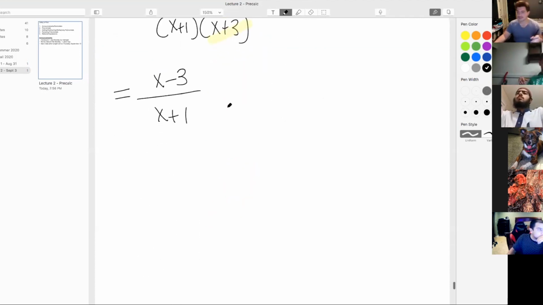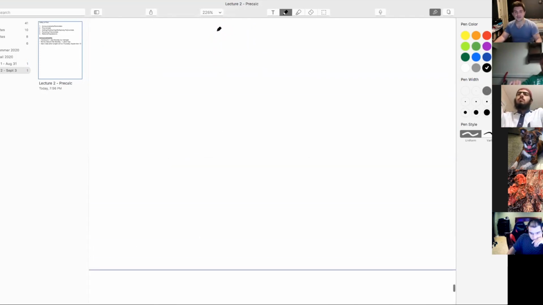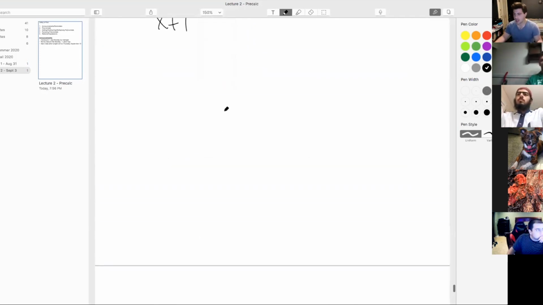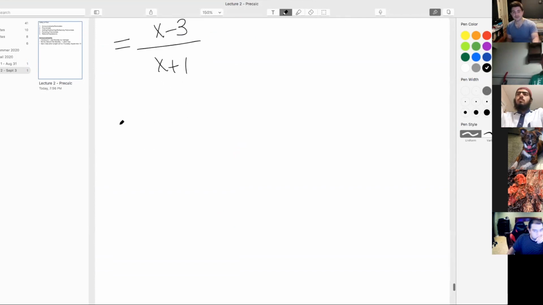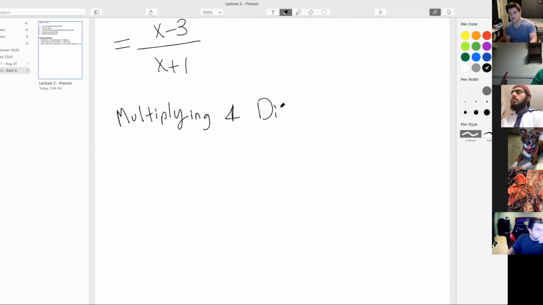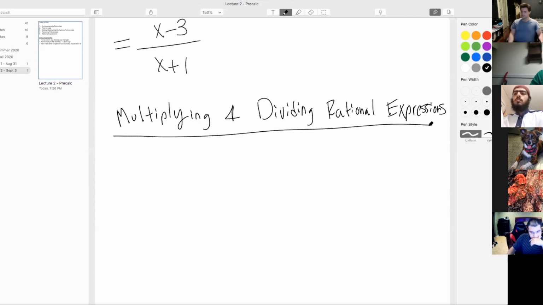Okay, good. So that's simplifying, and the next thing we want to do is multiplying and dividing rational expressions. So we need to review some high school stuff. We need to review quickly how to multiply and divide fractions, okay?